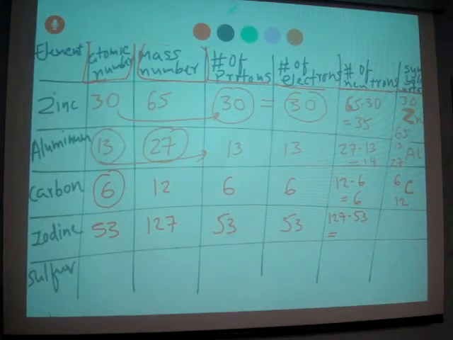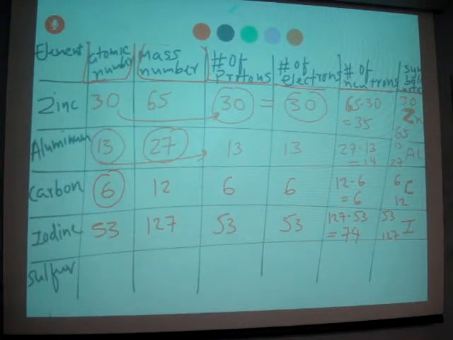So 127 minus 53, what did you get? It is about 74, right? And then the iodine symbol is I, its atomic number is 53 and atomic mass 127. So that's its symbolic form.